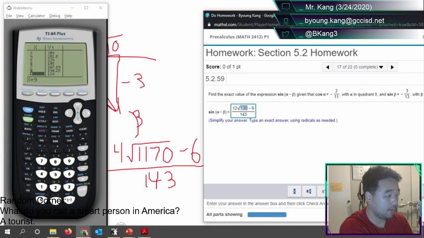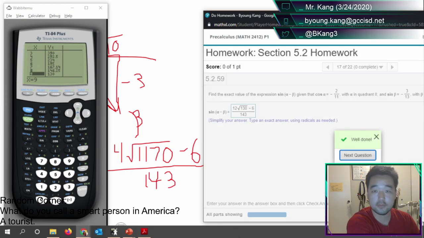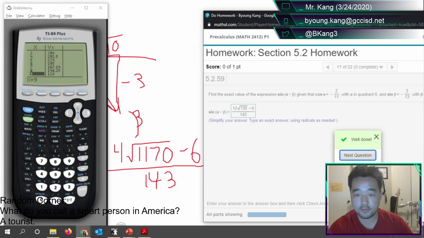Doesn't divide by 9, doesn't divide by 16, 25, 36, 49, 64. So you get to about halfway. You don't need to check anymore. Should be. Yeah, there we go. So again, that first answer we got was correct. We just didn't simplify the square root of 1170.